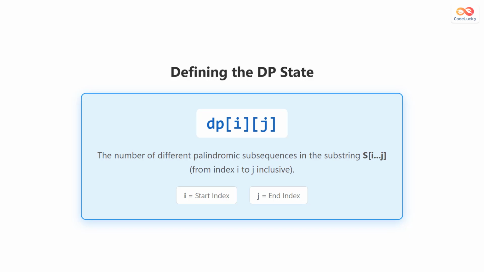We will use a 2D array for our dynamic programming state. Let dp[i][j] represent the count of different palindromic subsequences within the substring starting at index i and ending at index j.